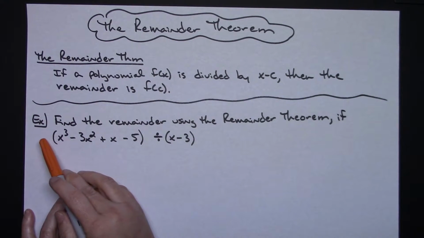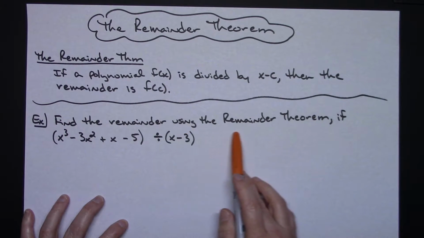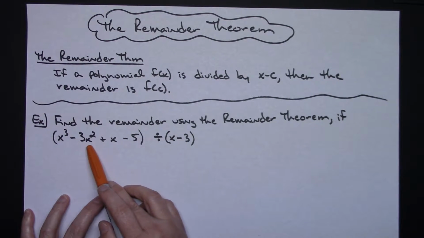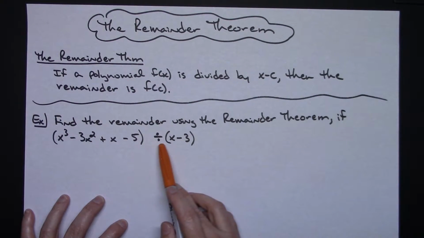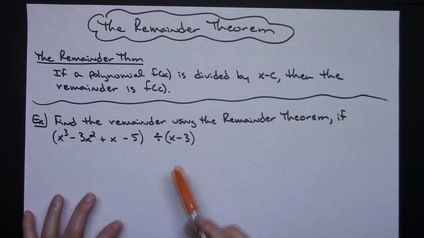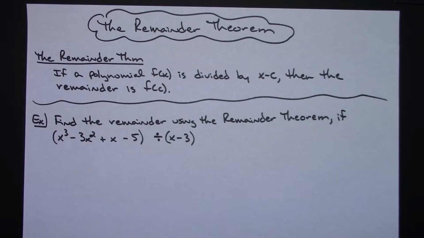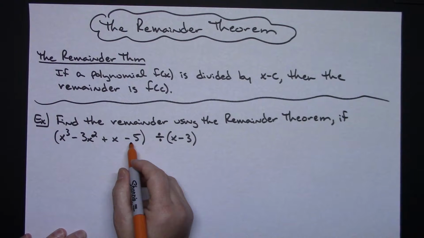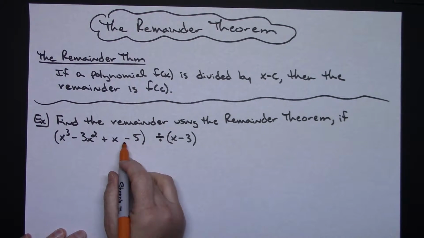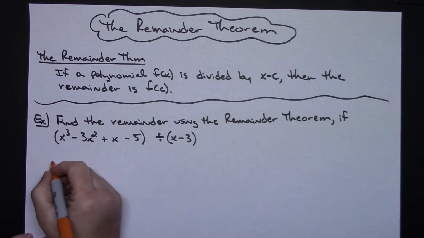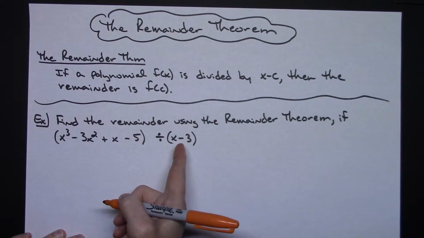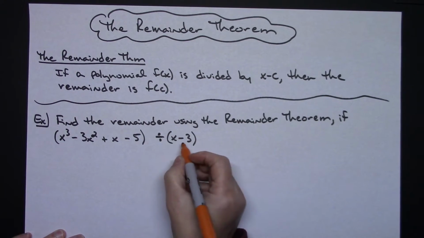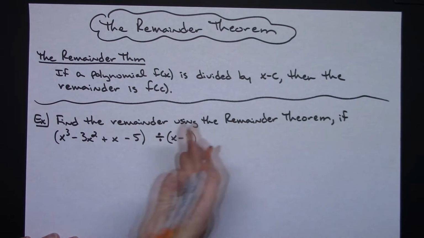Okay, so you might encounter a question that just says find the remainder using the remainder theorem if we've got the polynomial x to the third minus 3x squared plus x minus 5 divided by the binomial x minus 3. Now, applying this remainder theorem, if this was my f of x function, then I could take the opposite of what I see here, because this is x minus c in my formula. So I see a minus 3 there, so I'm going to plug in a 3.